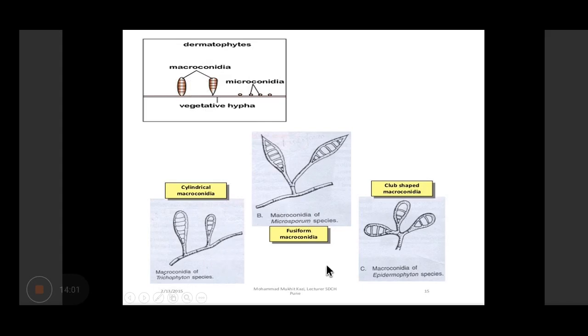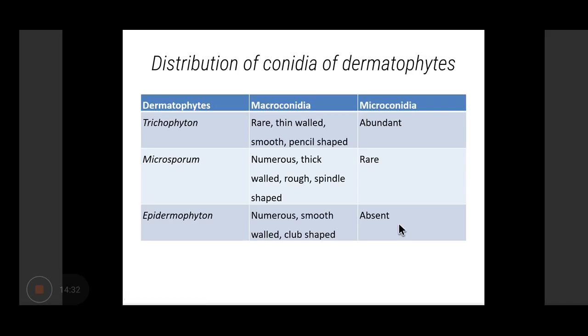According to these three genera, they have different arrangements of microconidia. In Trichophyton, they are more cylindrical. In Microsporum, we have the fusiform arrangement of microconidia. And in Epidermophyton, we have the club-shaped arrangement. Accordingly, we identify these species. According to the distribution in Trichophyton, macroconidia are rare, and when present are thin walled, smooth and pencil shaped.